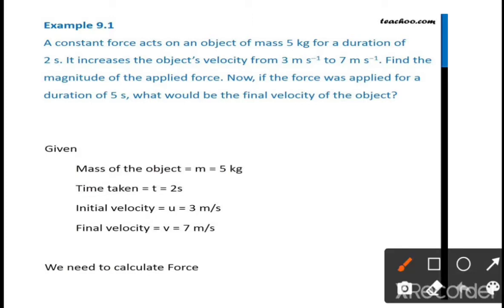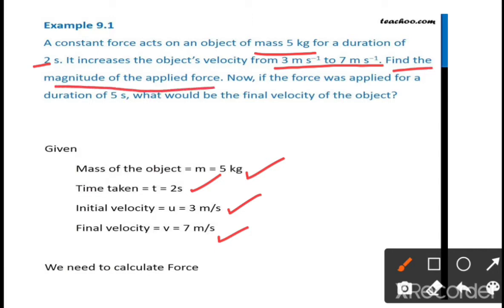Mass of the object, the mass means small letter m, 5 kg. The given mass is 5 kg. So time taken t equal to 2 seconds. Initial velocity: the object changed the velocity from 3 meter per second to 7 meter per second. So 3 meter per second is the initial velocity, the initial velocity is u. 7 meter per second is the final velocity. So final velocity v equal to 7 meter per second. You have to calculate the magnitude of the applied force. So we need to calculate the force.